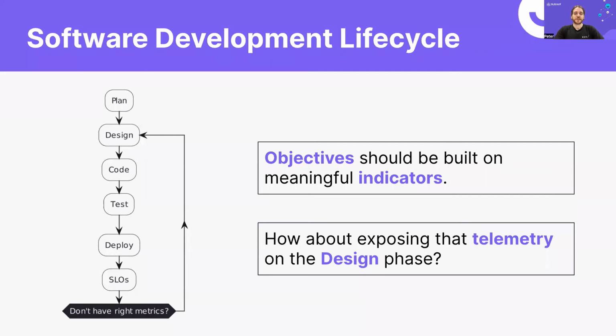Now back to the chart. We don't have the right metrics. Then we go back to the design phase and think of a way to retrieve that from our system. Remember that objectives should be built on meaningful indicators. And standard telemetry frameworks don't often get exactly what you want to measure. So exposing that telemetry at the design phase will go a long way.